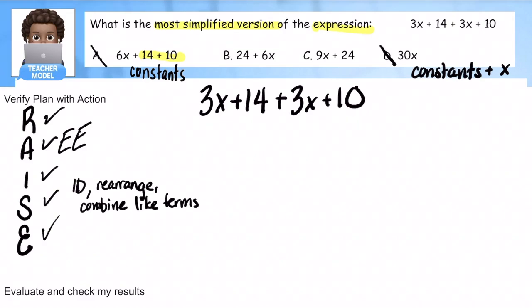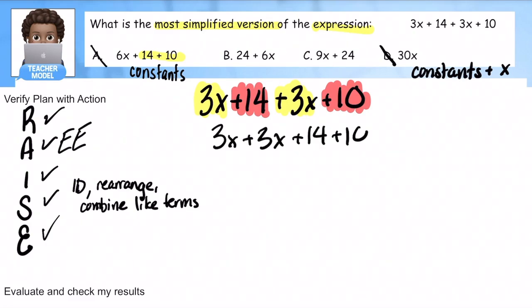So we can look at it and let's identify our constants. Nice and easy. And our variables, 3x and 3x. So they're the same degree, so they're the same. We'll rearrange 3x plus 3x plus 14 plus 10. So these are the same, and these are the same. All right, and now let's combine our like terms, add them together.